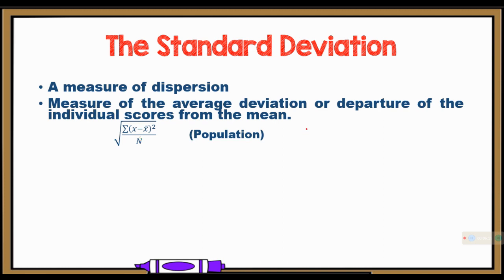So here, x is the observation, although I have already given you the meaning of these variables.